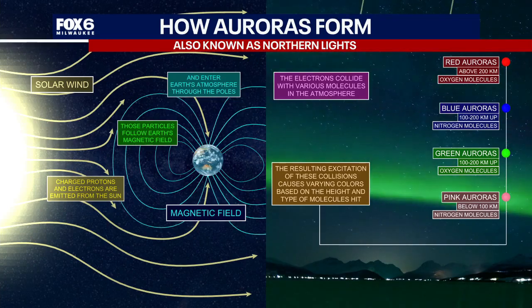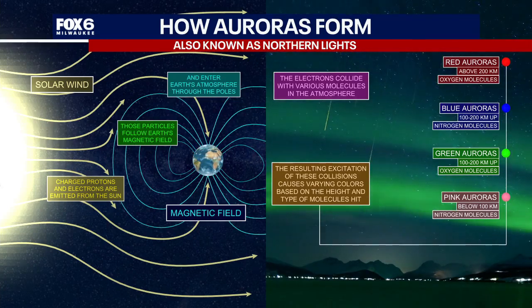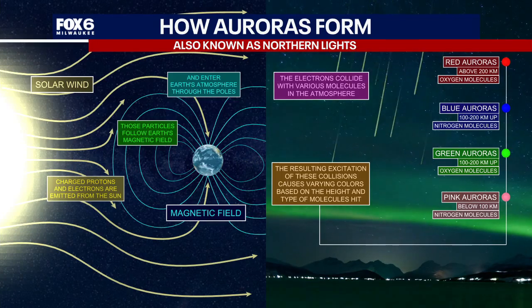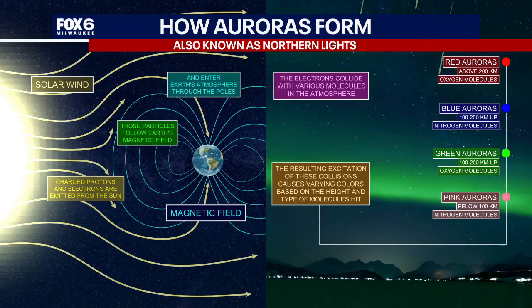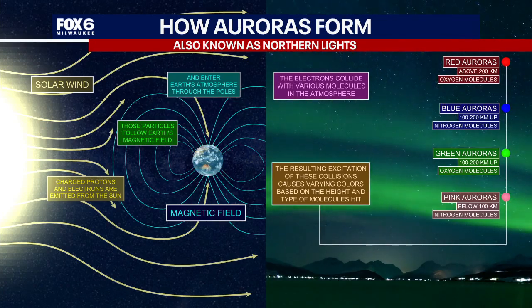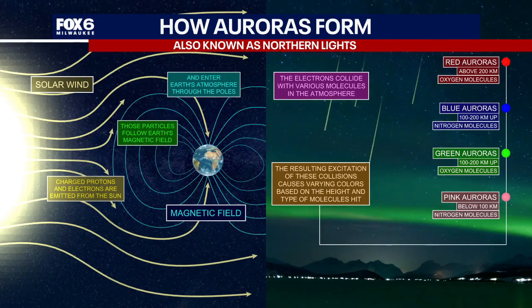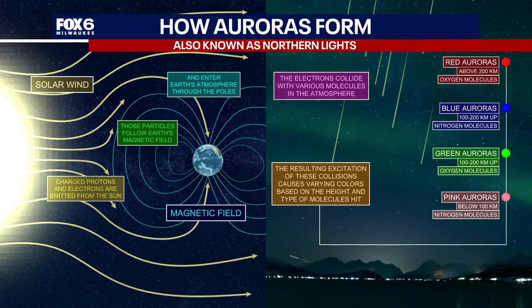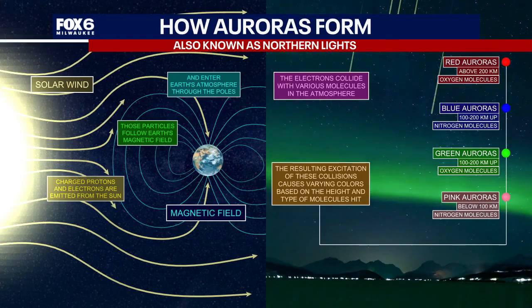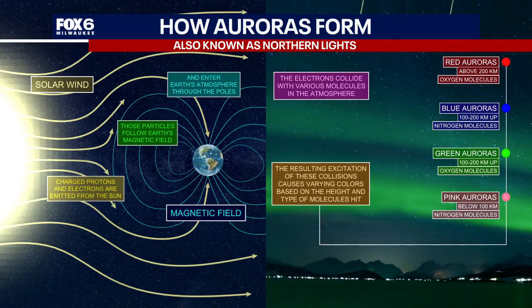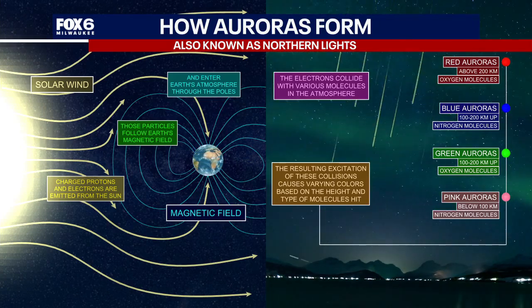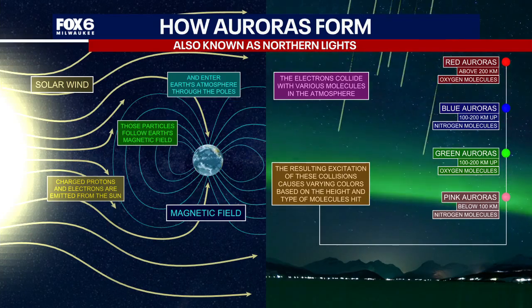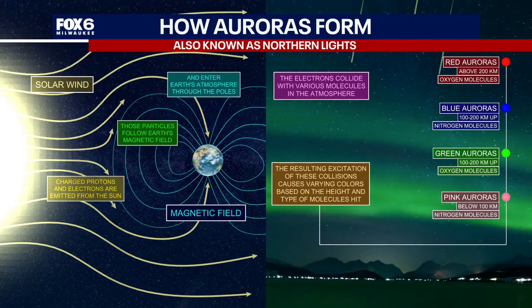So very interesting here. I'll step out of the way. So the red auroras, which are somewhat rare, that would be high up oxygen molecules. Blue would be nitrogen molecules. Green is really the most common, and that would be oxygen molecules, but lower than the red ones, which are much higher up. And then sometimes we'll get the pink or maybe even purplish colors in there as well, and that would be those nitrogen molecules.